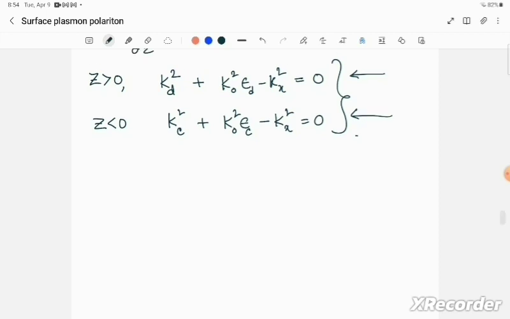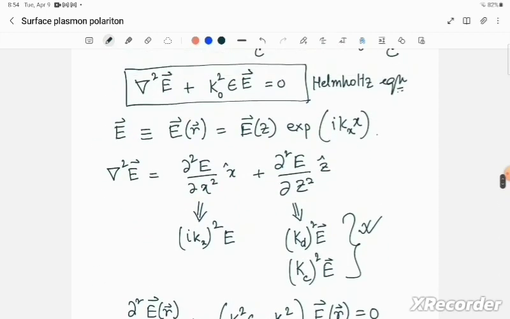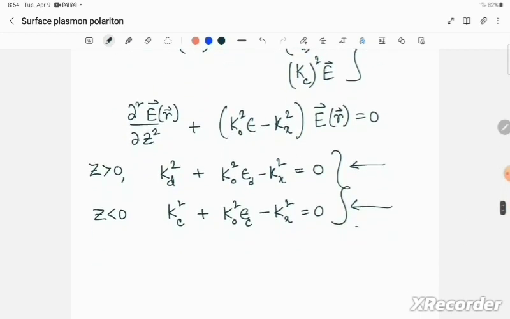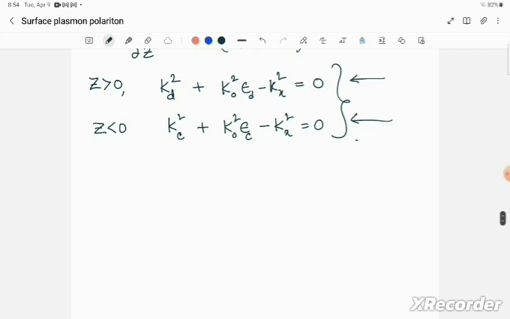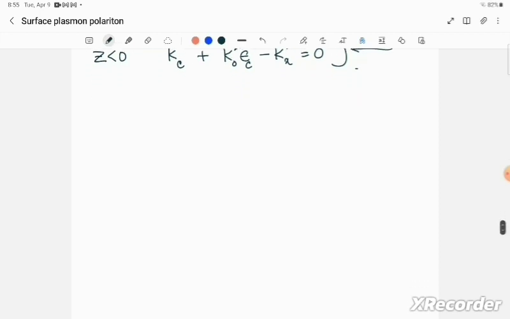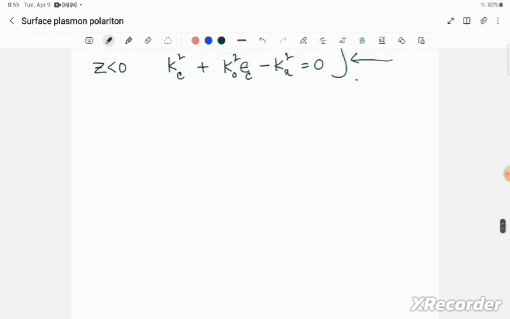All we had done is given an electric field of this form, we know this. The initial formulation of the wave equation leads to this sort of equation. So we do find that there is a relation between kx and kd and epsilon d, and also kx and kc and epsilon c. So this is where we keep these relations. We will get back to these again. And now we do a standard, very standard formalism.